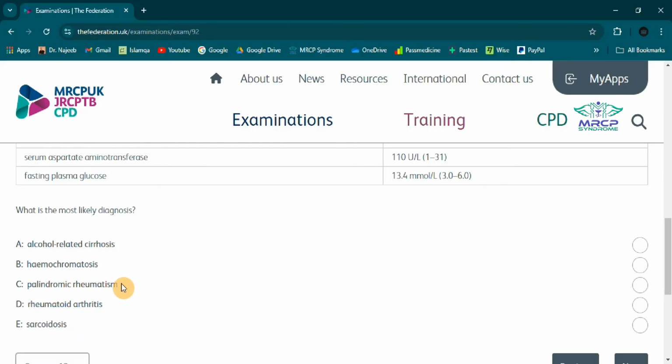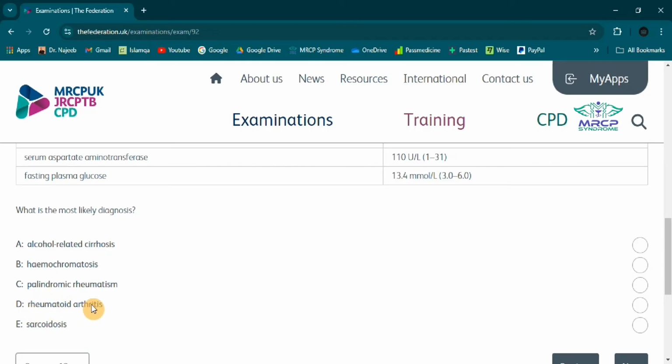Palindromic rheumatism causes episodic joint inflammation, often symmetrical, and it usually does not lead to the chronic changes presented here regarding the MCP joint. It is also not associated with liver disease, diabetes, or splenomegaly. So the systemic signs of hepatic enlargement, diabetes, and splenomegaly also exclude palindromic rheumatism.